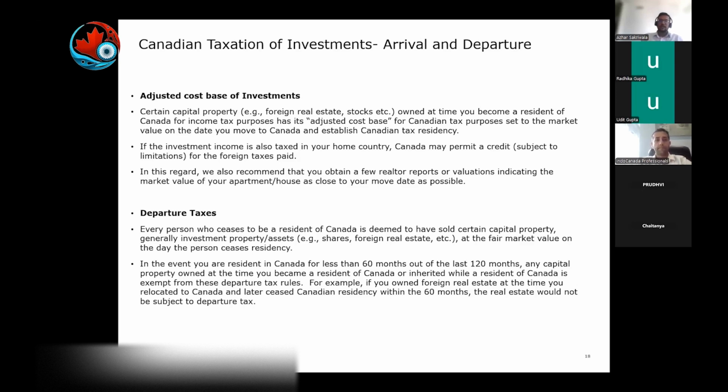It is important to note that any investments in registered accounts, which is RRSP, TFSA, RESPs, and the like, are exempt from departure taxes.